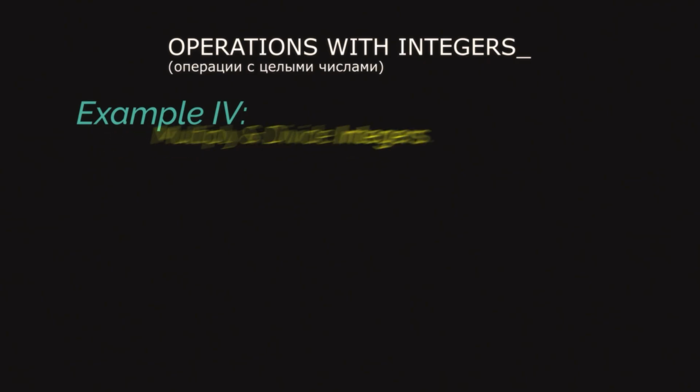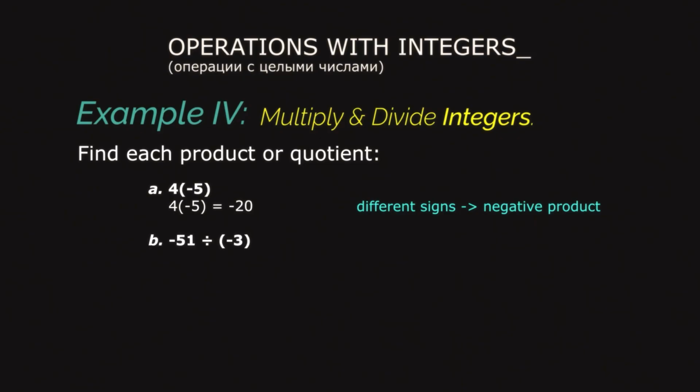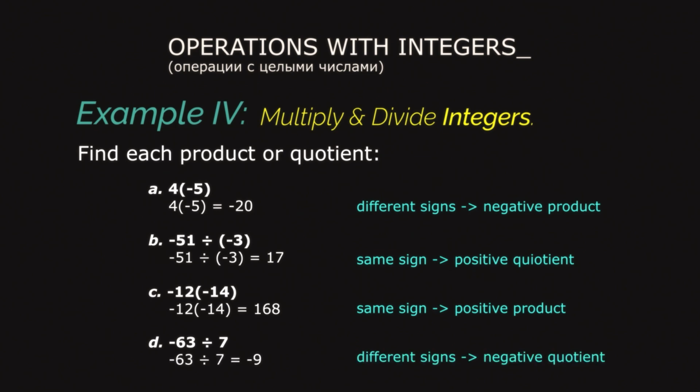Example 4. Multiply and divide integers. Find each product or quotient. 4 multiplied by negative 5 equals negative 20. Different signs, negative product. Negative 51 divided by negative 3 equals 17. Same sign, positive quotient. Знаки одинаковые, поэтому разница будет положительная. Negative 12 multiplied by negative 14 equals 168. Same sign, the product is positive. Negative 63 divided by positive 7. The signs are different, so the quotient is negative.